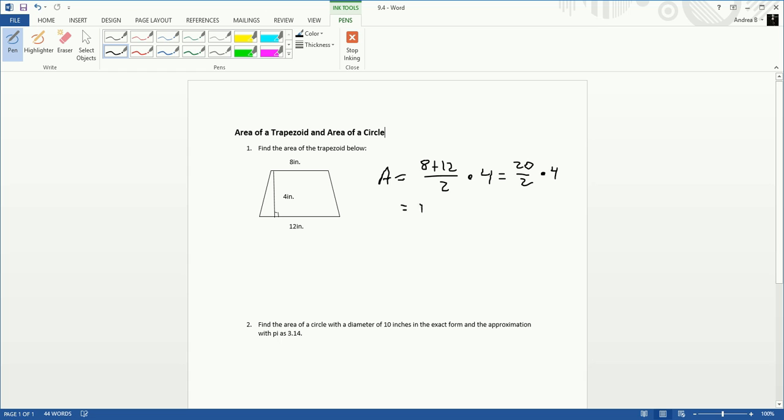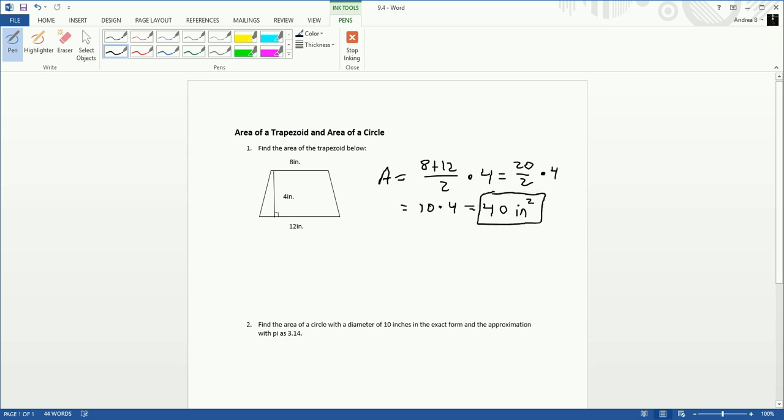So here we'd get 10 times 4, so we get 40, and then make sure, like before, anytime you have units, to include units in your answer. So if we're dealing with area, it's going to be your units, which were inches, squared, or sometimes it's called square inches. So here we would have 40 square inches for the area of that trapezoid there.